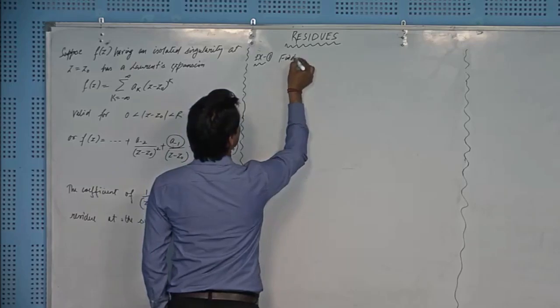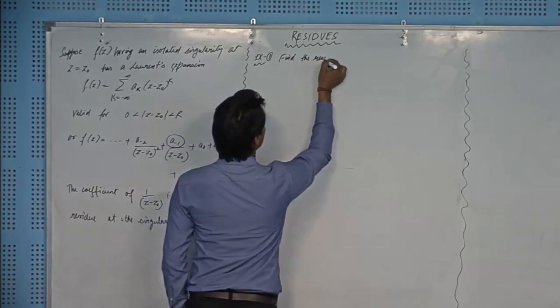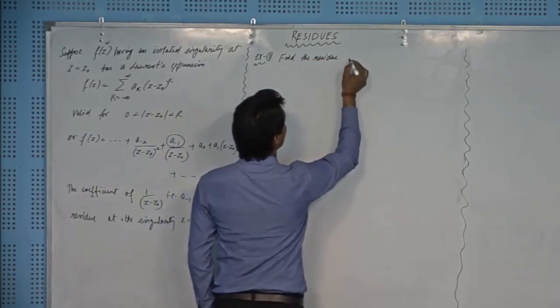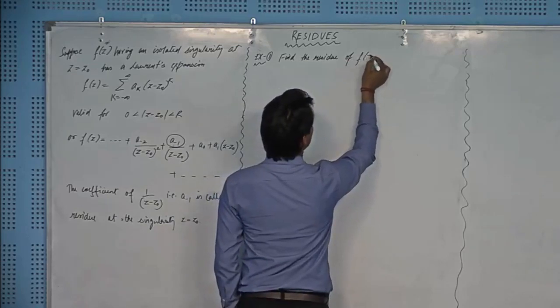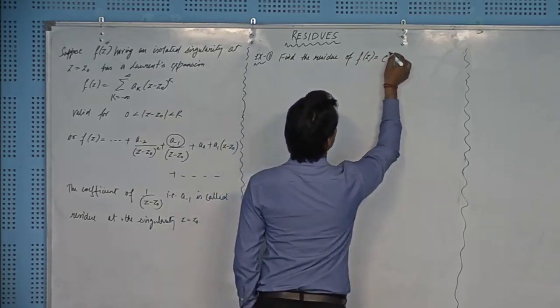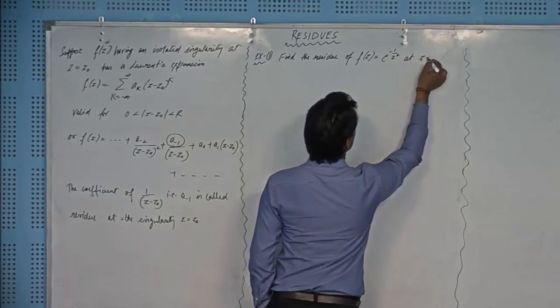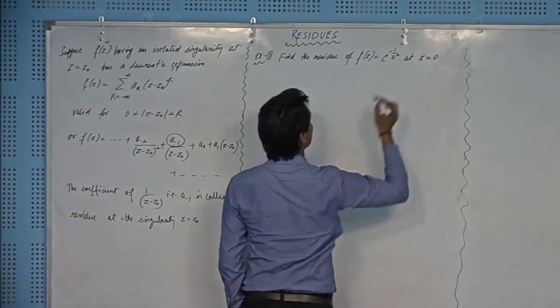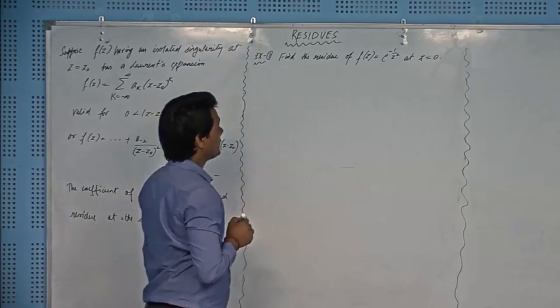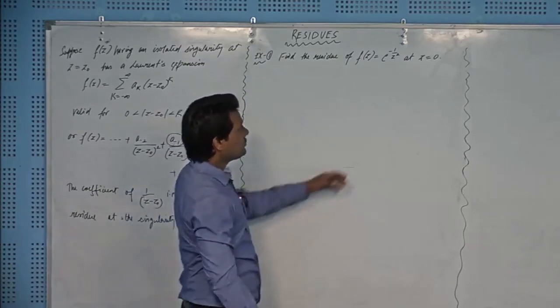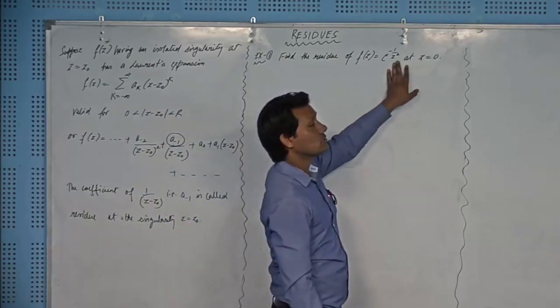Find the residue of the function f(z) equal to e to the power minus 1 over z squared at z equal to 0, right? And you can see that z equal to 0 is a singular point of this function, right?